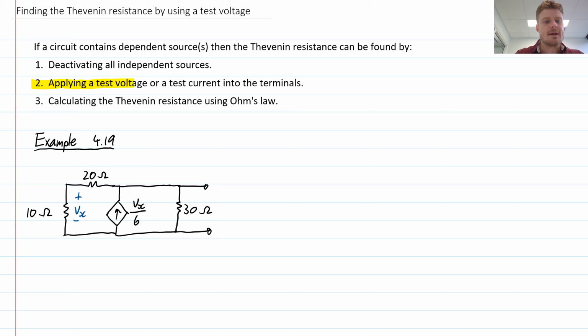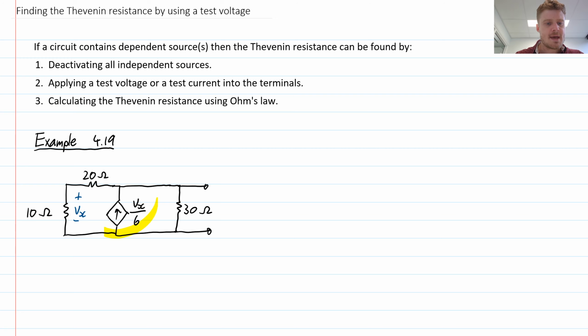We then apply a test voltage or a test current into those terminals, basically inject some energy, and we monitor what will happen. And so we then can calculate the Thevenin resistance using Ohm's law. So basically calculate the resistance using Ohm's law depending upon the test voltage and test current that will actually flow into those terminals. So let's take a look at this example here.